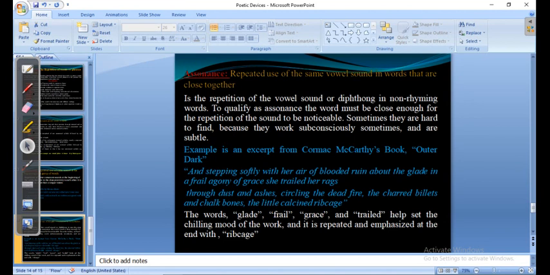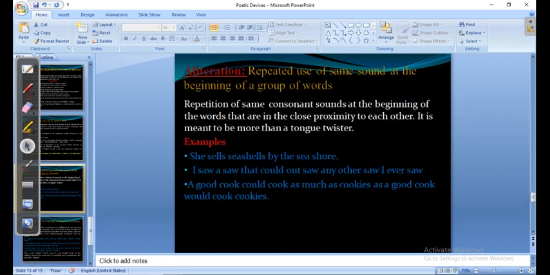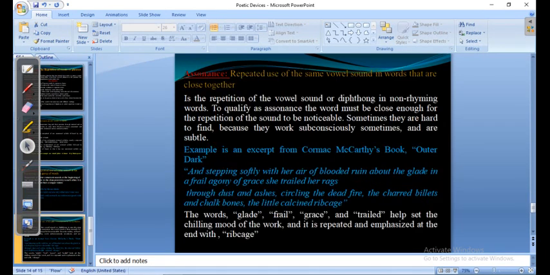After alliteration, it is assonance. Assonance is the repeated use of the same vowel sound in words that are close together. What does assonance mean? It is repetition of vowel sounds or diphthongs in non-rhyming words. To qualify as assonance, the words must be close enough for the repetition of the sound to be noticed. Sometimes they are very hard to find because they work subconsciously and are subtle.